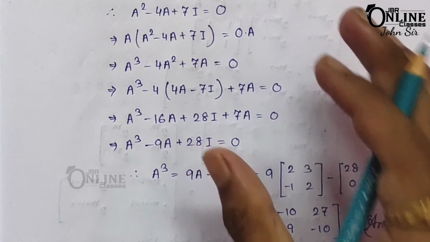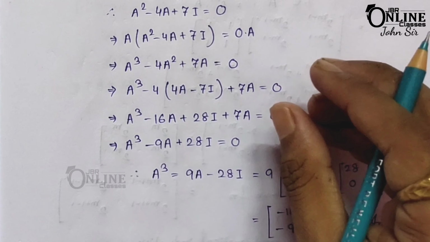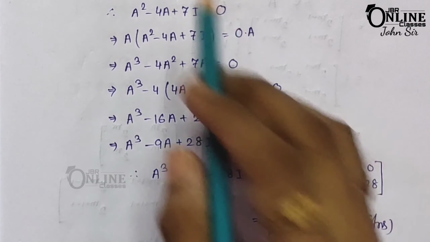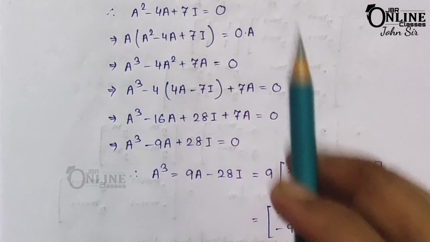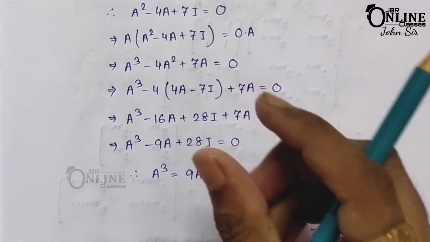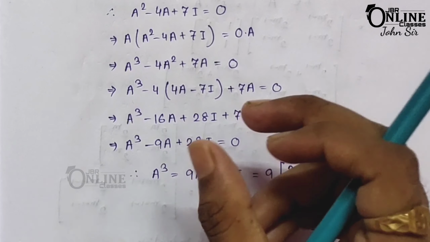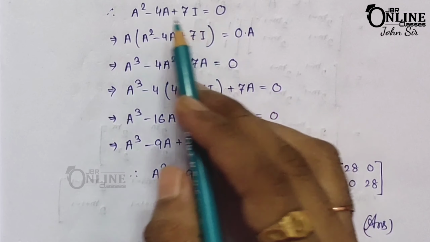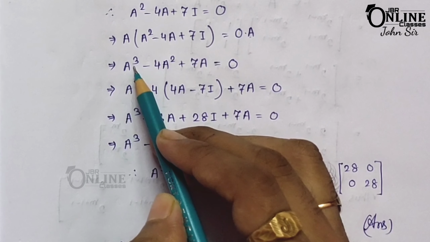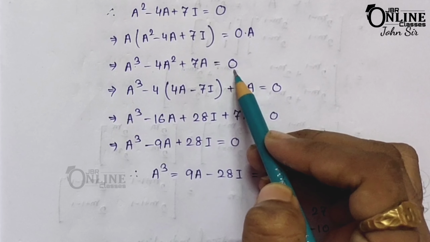Now for the second one, you have to also find out the value of A cube and A to the power 5. So as here this one equal to 0. To find out the value of A cube, first you have to make an equation where A cube will be there. So whenever you multiply this equation both sides by A, then you will get A cube minus 4A square plus 7A, that equal to 0.